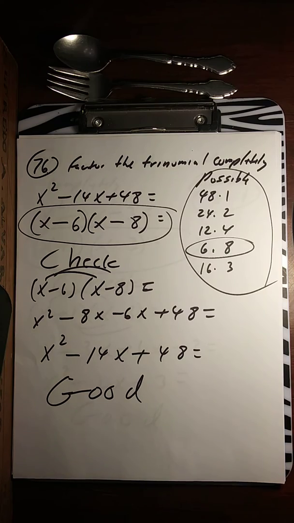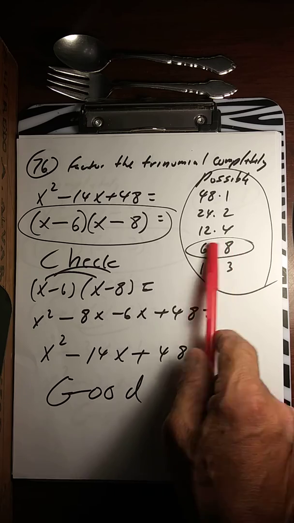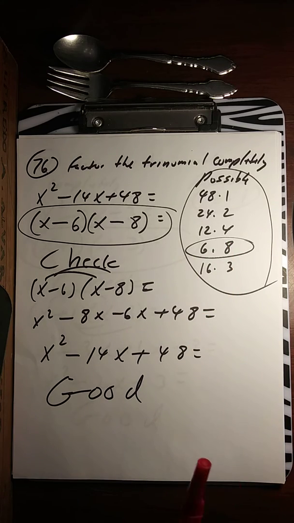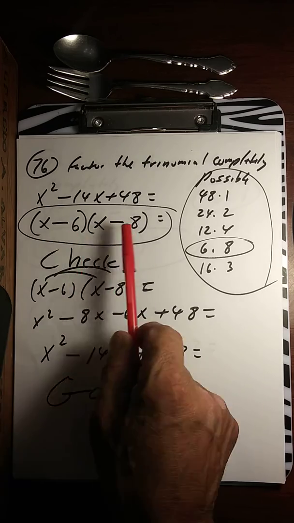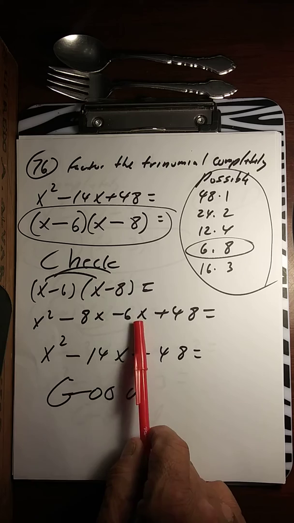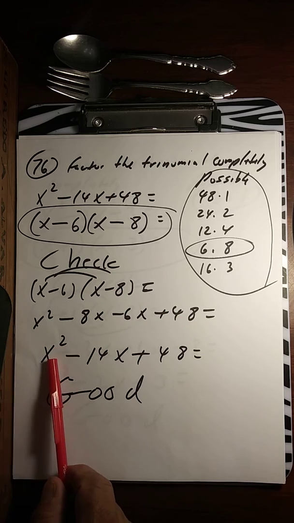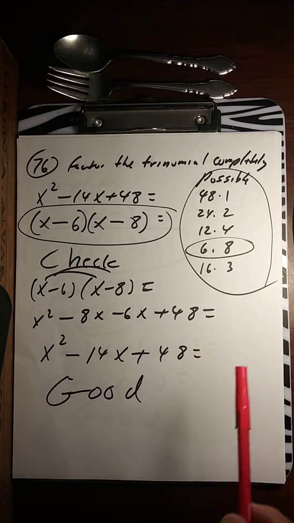If I factor a trinomial completely, all the possible ways to get 48: 6 and 8. I say x minus 6, x minus 8. Let's check it. X times that is x squared, that times that is minus 8x, minus 6x, plus 48. X squared minus 14x plus 48. Does that match this one? Yes. So it is 6 and 8.